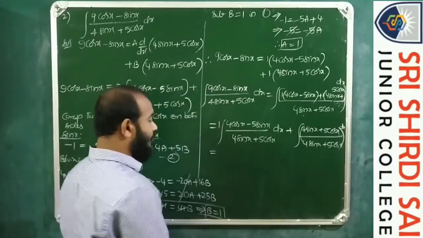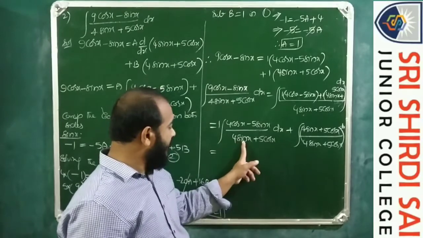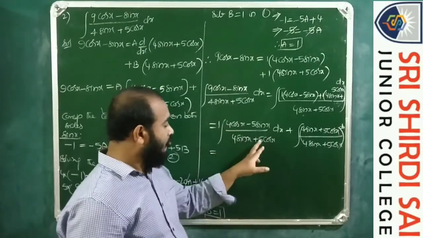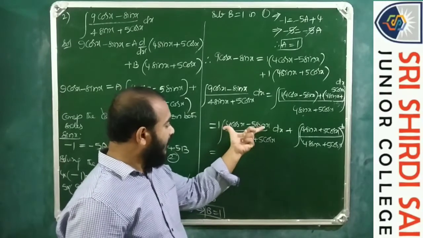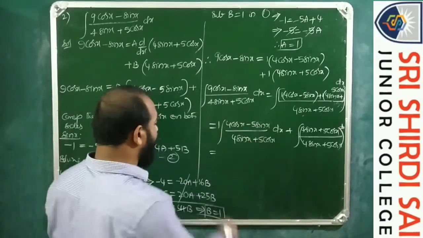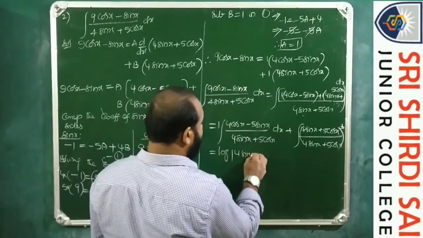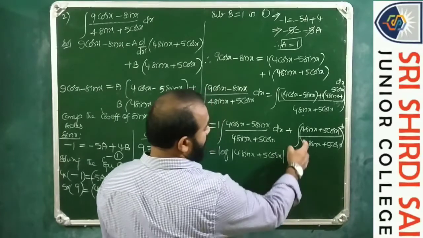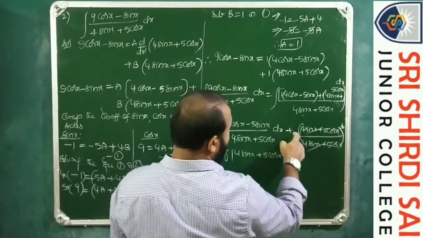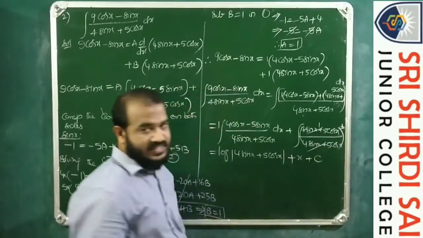So for 4 sin x plus 5 cos x, the derivative is: 4 sin x derivative is 4 cos x, 5 cos x derivative is minus 5 sin x. So this is f dash x by f of x, log mod f of x. So this is log modulus of 4 sin x plus 5 cos x, plus these two get cancelled. Integral 1 dx is x plus constant of integration c.